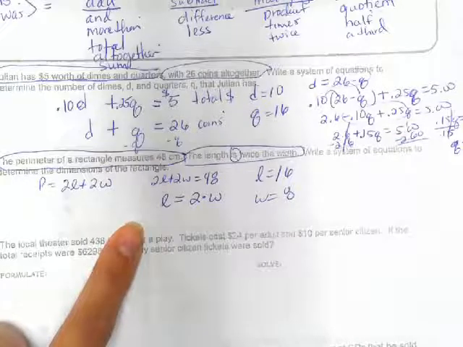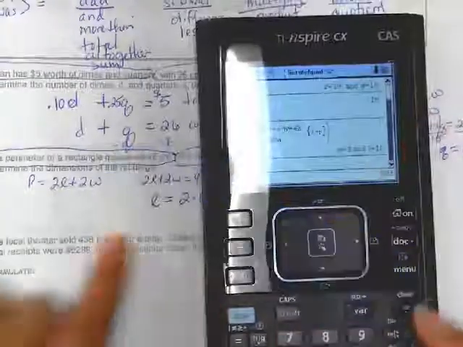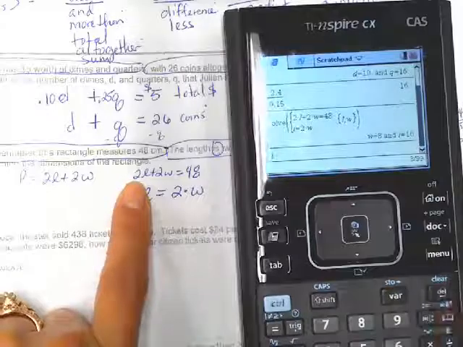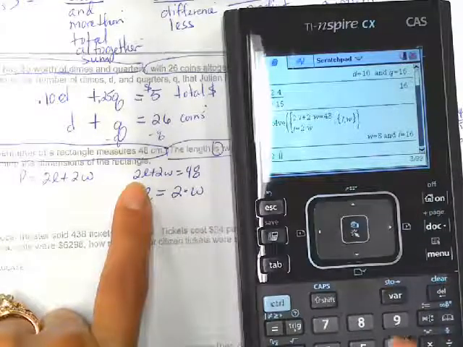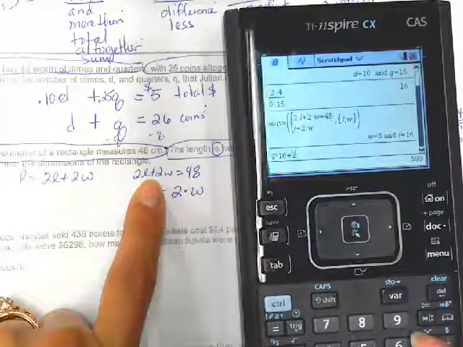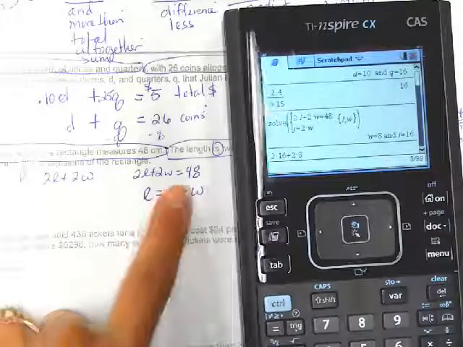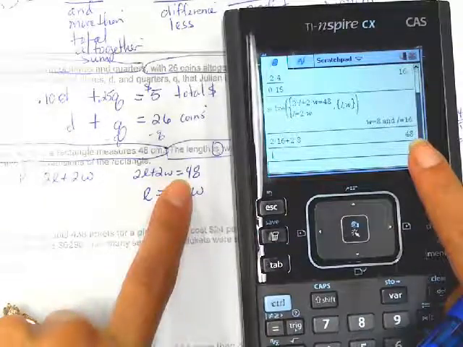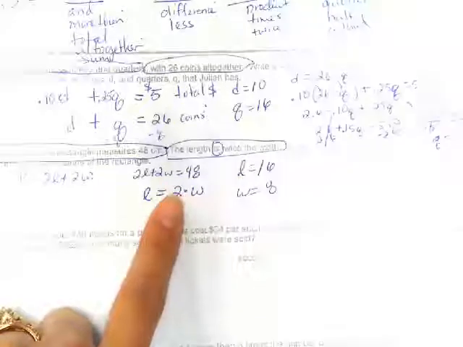And then you can always check it by plugging it back in. So if the perimeter is 2 times 16, the length, plus 2 times the width, 8, it should equal 48, and it does, so you can check it that way. Okay, plug it in and check the other one.